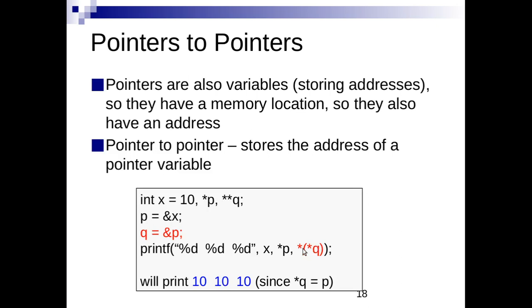And this one is star q. q contains the address of p, so star q is the value of p, which is the address of x. So star q is p. So star of star q is star of p, which is x. So 10 again. So you get 10 space 10 space 10. This is what is printed.